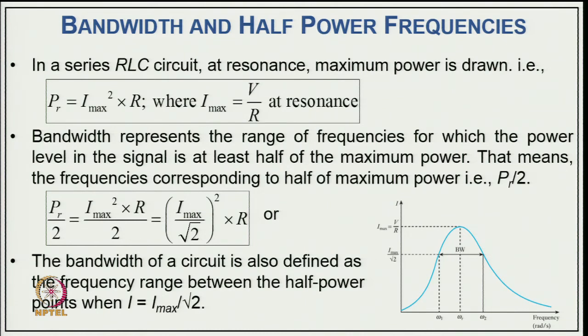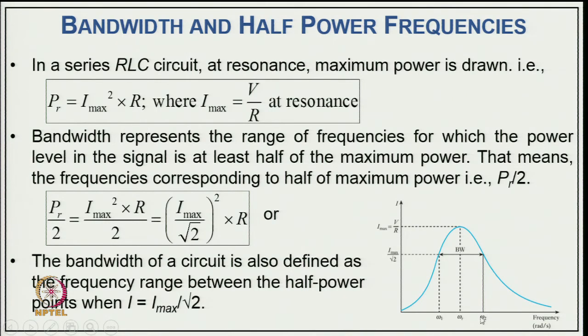So, you can see here how the current is maximum, and how this is the current I_max by root 2, corresponding to half the power. That is the range of frequency from omega_1 to omega_2, where omega_r is the resonance frequency.